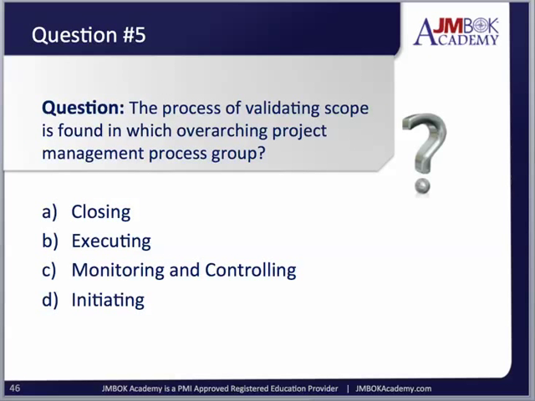Question number 5. The process of validating scope is found in which overarching project management process? A, closing, B, executing, C, monitoring and controlling, or D, initiating? So where is validating scope found? This is one of those on page 61 of the PMBOK that I point you to quite a bit. Know that matrix, page 61, where you learn more about where processes fall.